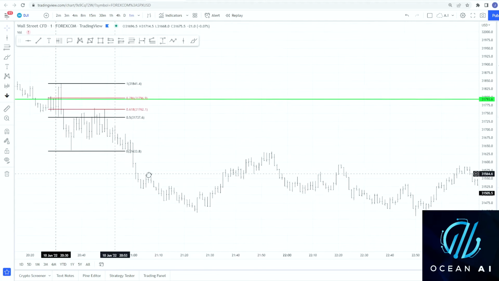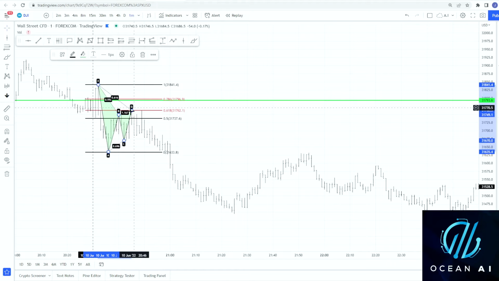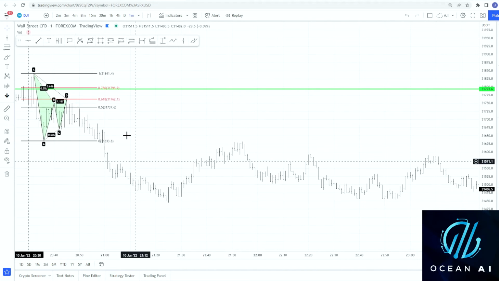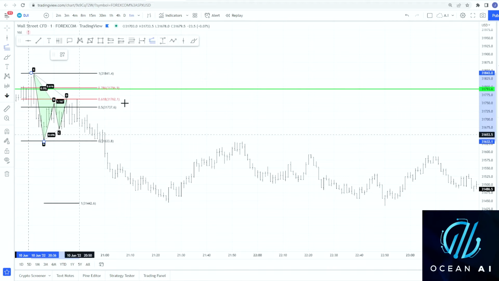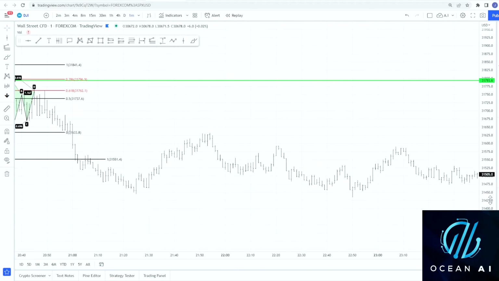So that's the first pattern there. With the opening, it rallied up, came back down, and then we got this sell signal here at the 61%, and that gave us that first run down. With these trades, you look for an ABCD. The downside target on that one was 31,550, so that was 200 points there. That's what we look for, AB equals CD. And then we move on from there.